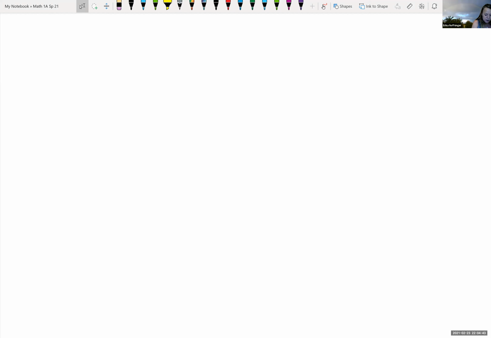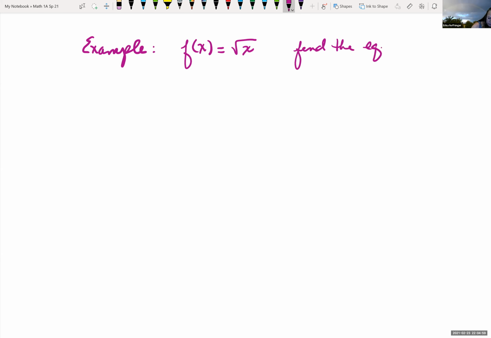So just let's do one more. This time, let's say that our function f of x is equal to the square root of x, and we want to find the equation of the tangent line at x equals 4.